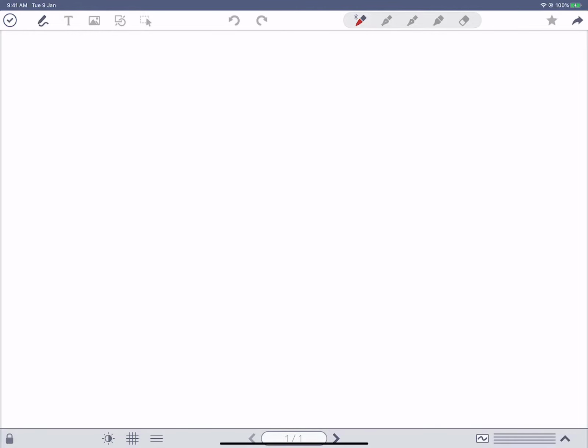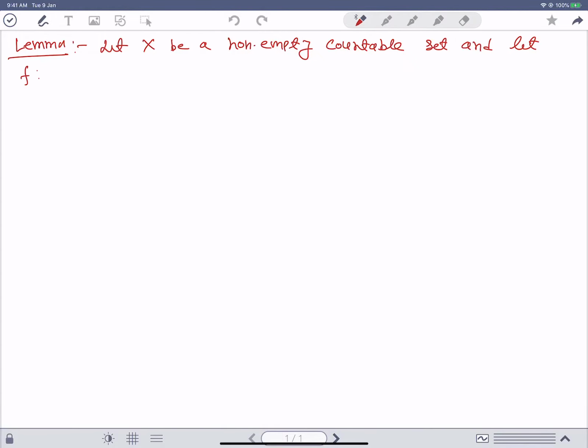So here I start with one simple lemma. It says, let X be a non-empty countable set and let f: X to Y be a surjective function. Then we prove that Y is also countable.